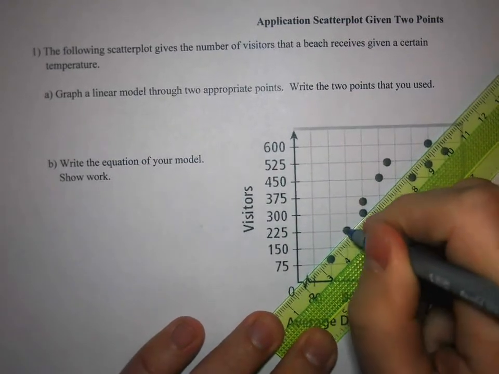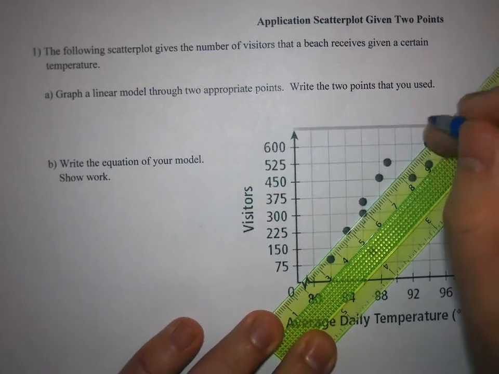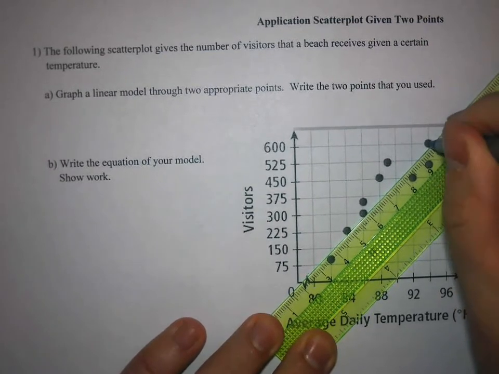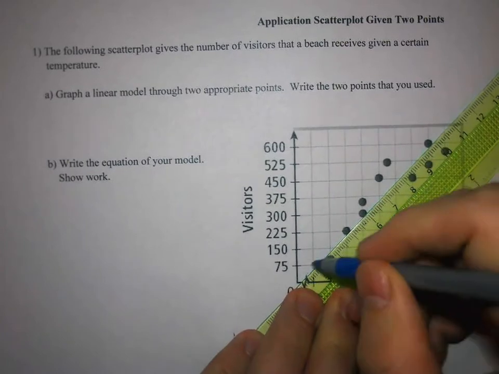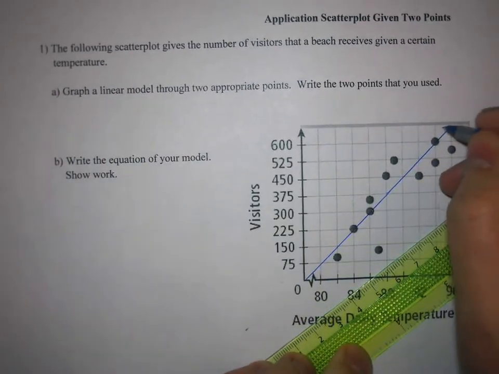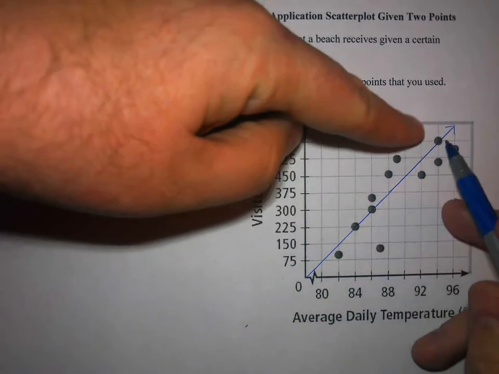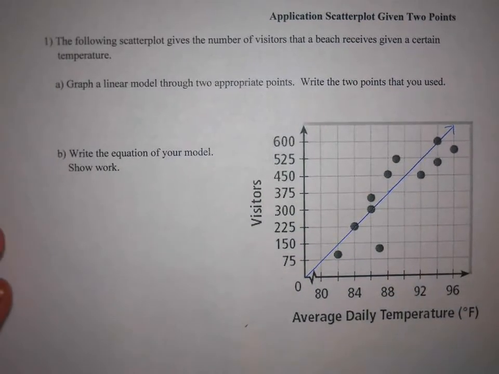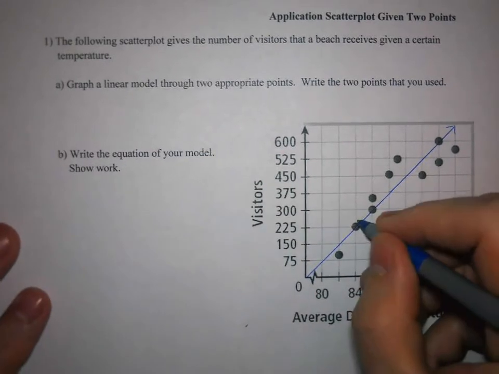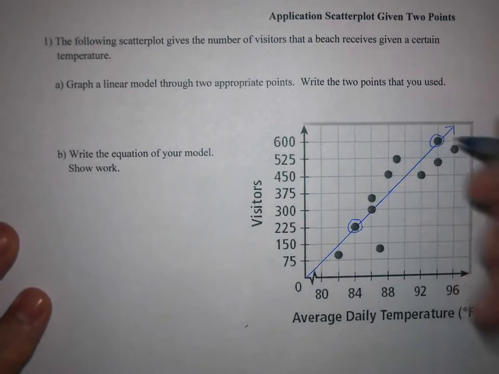So I'll draw a linear model through that point and then the point up here. And you may miss it just a little bit because of the points, but we can see that line follows the trend. I'm going to circle those 2 points just to remember that those are the 2 points we used.